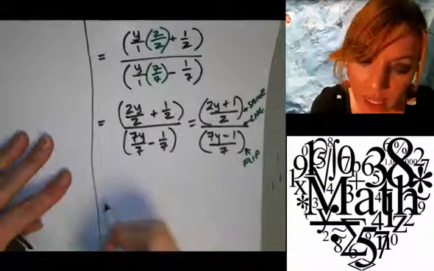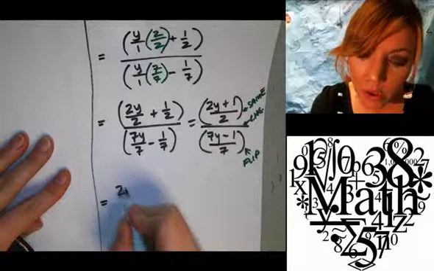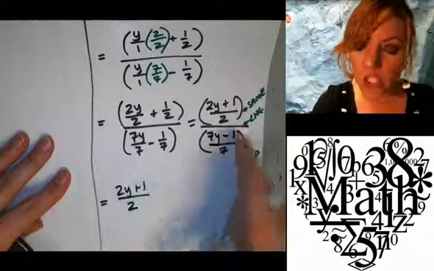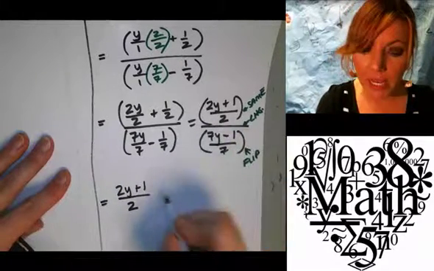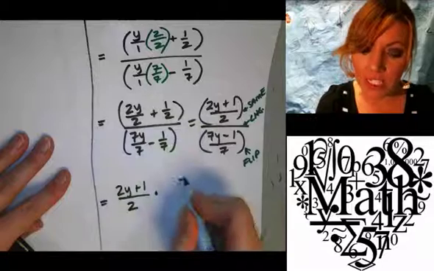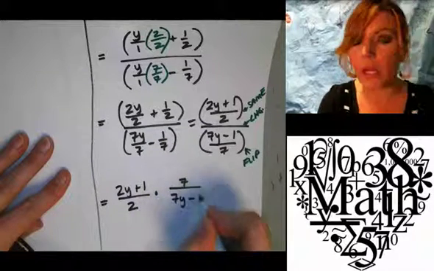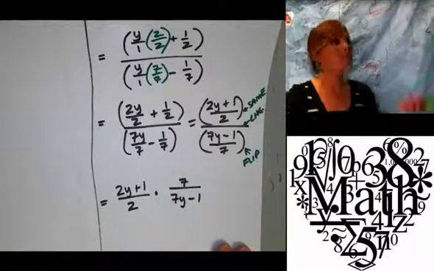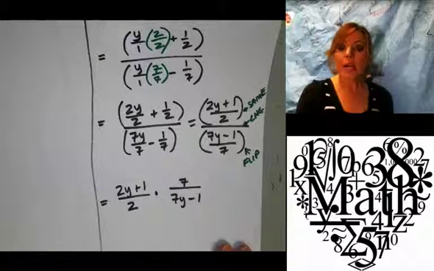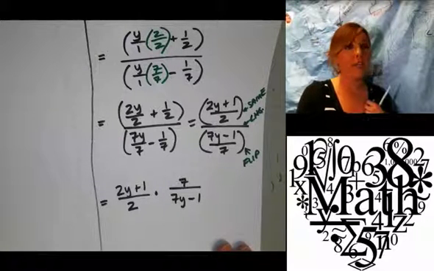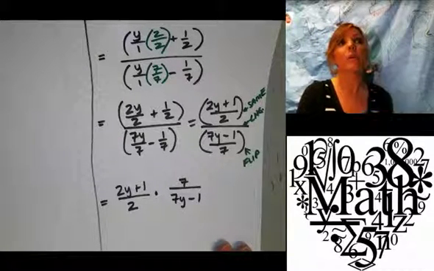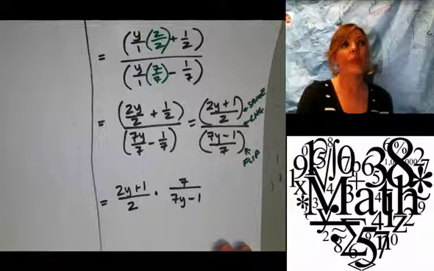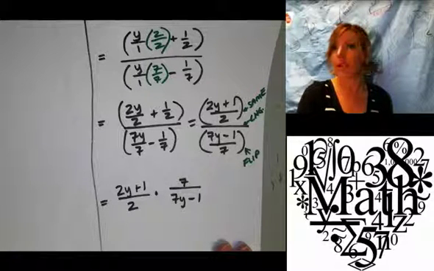So the top is 2y plus 1 over 2. We're going to change that big division sign to multiplication and then flip the bottom. So it's 7 over 7y minus 1. And now this is where we're back to the same thing that we were doing before. Is there anything that can be simplified here? This is the point where we would look for any factoring that could happen in any numerator and denominator and then cancel stuff out.